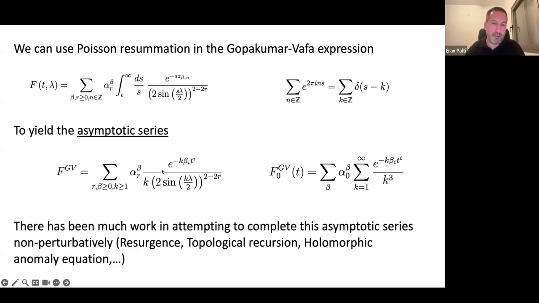Yeah, and then again, there are many attempts to try and complete this asymptotic series to something that's actually a well-defined function for finite values of lambda. All right, so that's the Gopakumar-Vafa calculation. Are there any questions about it?